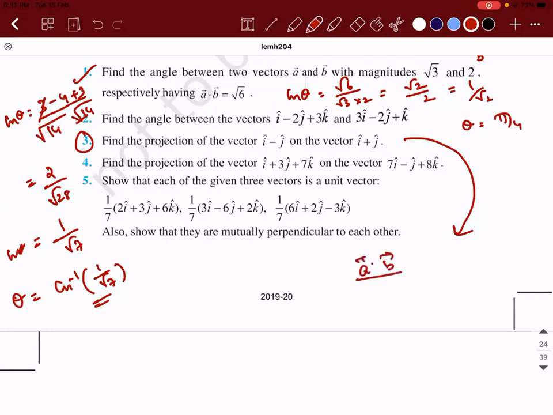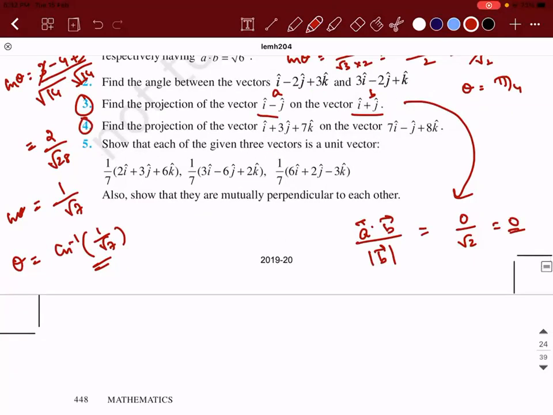A vector dot B vector divided by magnitude of B vector, where this is A, this is B. So this will give 0 divided by root 2. So it is 0. The answer came out to be 0 because they both are perpendicular vectors. So you cannot project a perpendicular vector onto another vector.